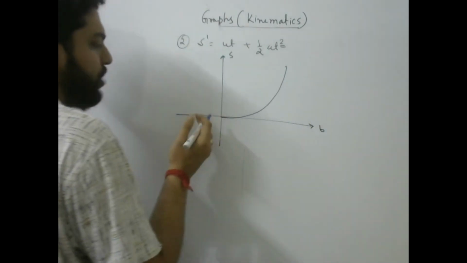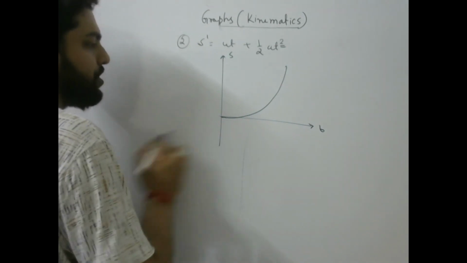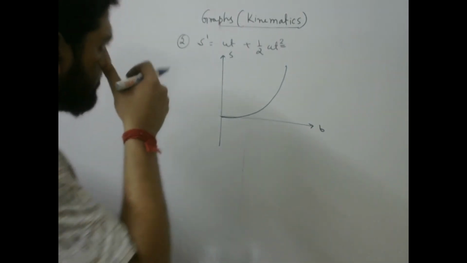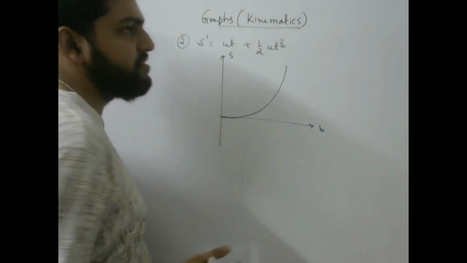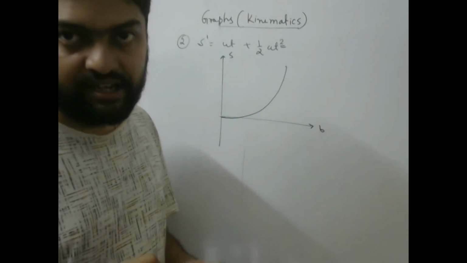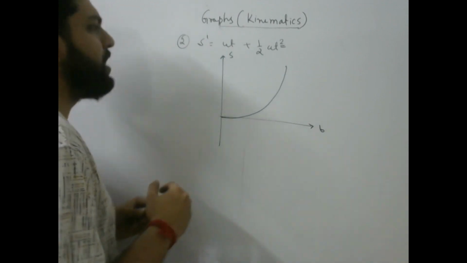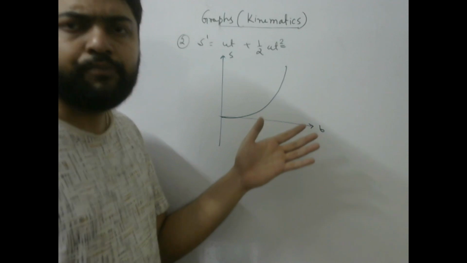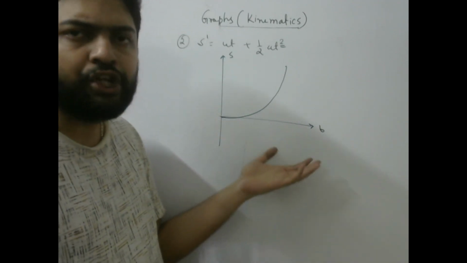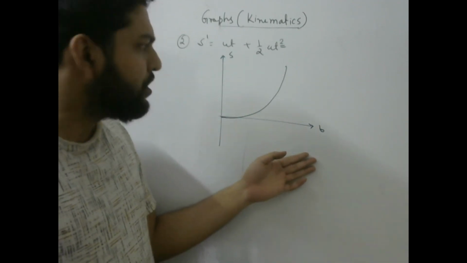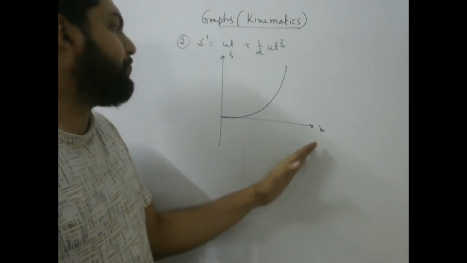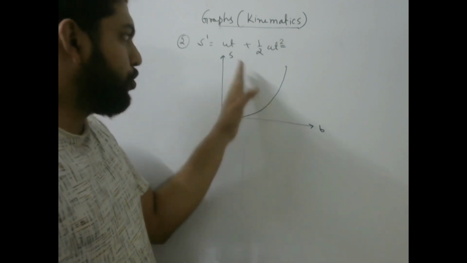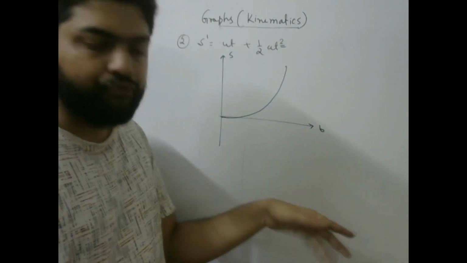So here we could not have a negative time axis, so it will only lie in the positive t region. This is the graph for uniformly accelerated motion, the s-t graph. For uniformly accelerated motion, we don't have such problems to calculate the velocity or anything else from the graph. But the slope of the s-t graph gives you the velocity.